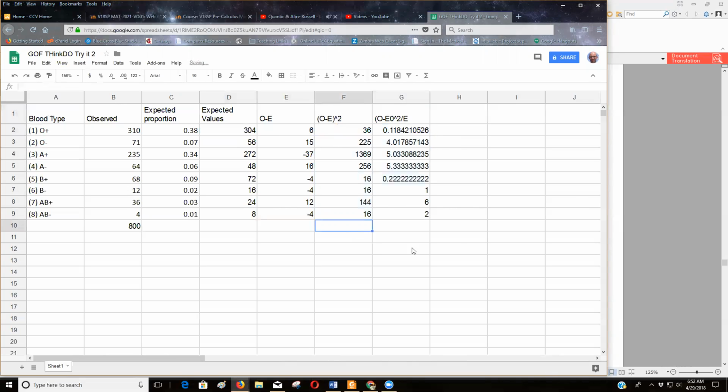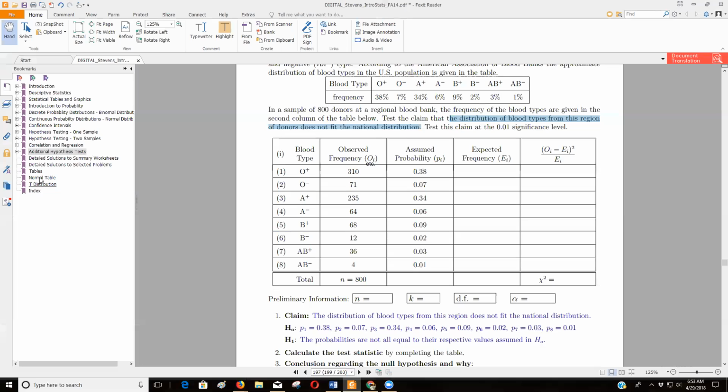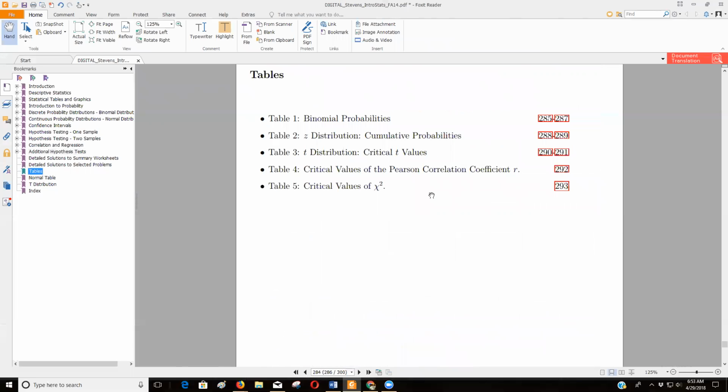And now I'm going to find the sum. That's just my chi-square number. And notice I'm getting that 23.7. To get a p-value, if you're doing it this way, I'll have to use some kind of calculator, or we could use a critical value of chi-square and test it that way. If we go to ThinkDO, I believe they give us a chi-square table. Yeah, here we go.